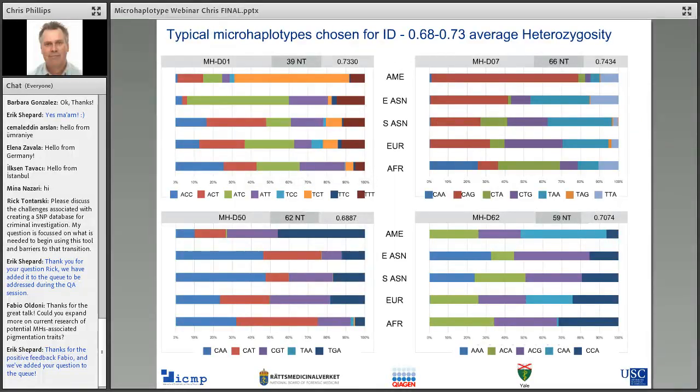Here's some examples of the microhaplotypes that we did actually choose. These have heterozygosities ranging from 0.68 to 0.73, higher in fact than 0.73. So these potentially will be very informative in routine use and have a very large number of haplotype alleles for three SNP haplotypes. So these are going to be very informative in the long term.